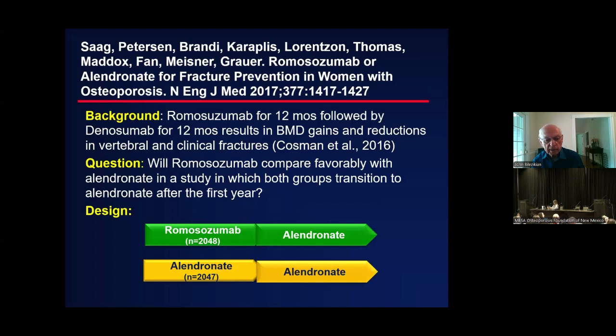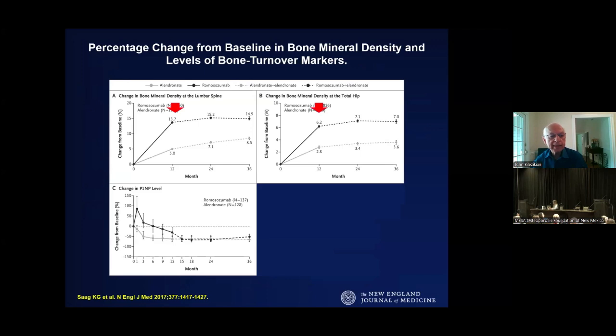And again, the question was, how would romosozumab fare in a direct comparison with alendronate after the first year, and then with that background, the transition to alendronate for year 2. And you can see again with the red arrows in this other study, Romo again increased lumbar spine bone density by over 13% with a slight further gain with alendronate over the next 2 years. Again, total hip shows the same that I showed you before.